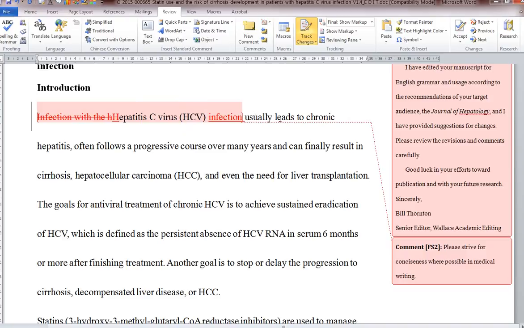The rest of this clause usually leads to chronic hepatitis. Again, this is grammatically appropriate. Usually is not a bad word, but it is somewhat ambiguous. A journal is not likely to reject a paper if it's being used, but it will mention it. It could be grounds for rejection if the usage or multiple uses are ambiguous. Usually can be ambiguous, and I'm going to provide my comment to explain this. I'll go ahead and change it and then explain. I'm going to use typically.